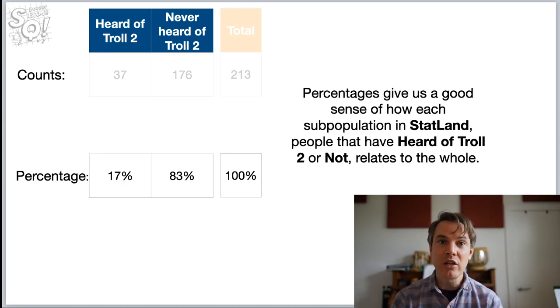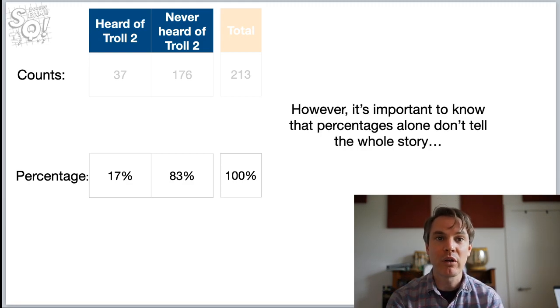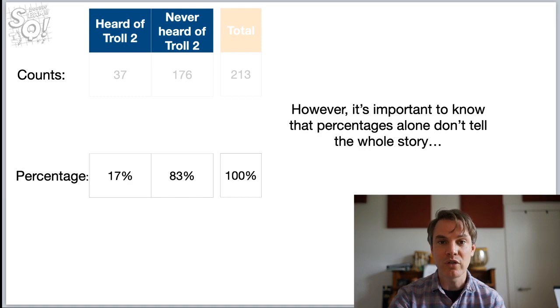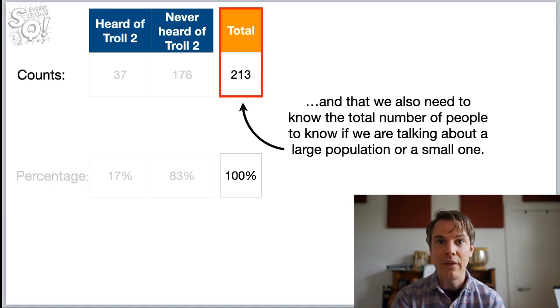Okay, percentages give us a good sense of how each subpopulation in Statland, and by subpopulation I mean people that have heard of Troll 2 or not, relates to the whole. However, it's important to note that percentages alone don't tell the whole story, and that we also need to know the total number of people to know if we're talking about a large population or a small one. So it's nice to know the population size, or the number of people we're talking about.